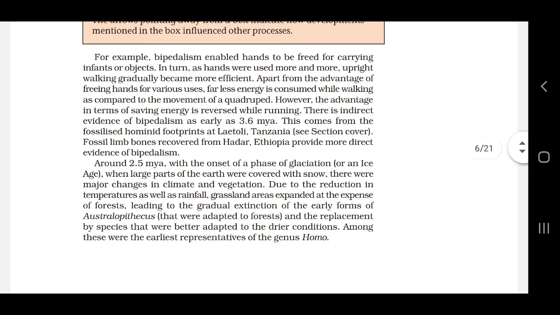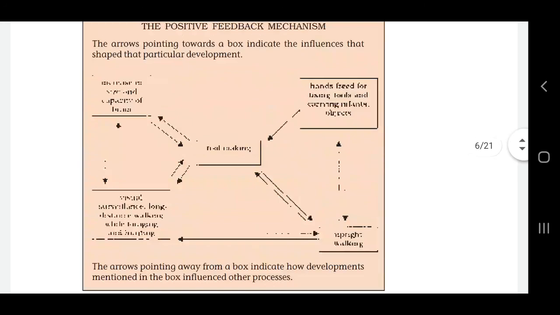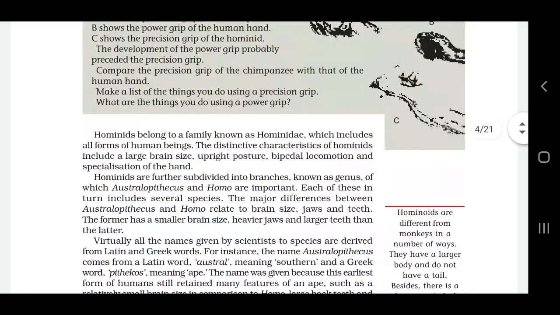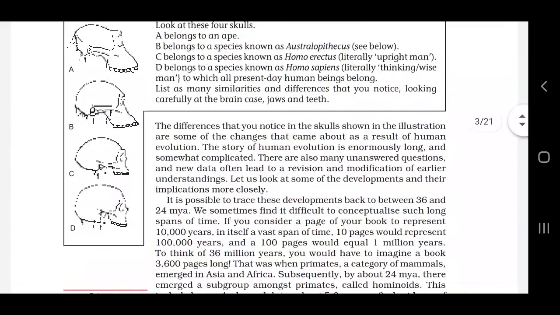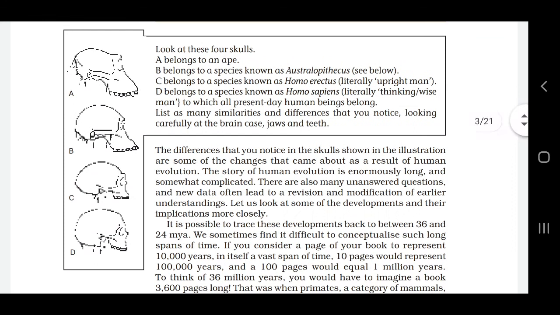So here at the beginning of this topic, you will see a picture, that is, a figure of skulls. A, B, C, D, four skulls are mentioned there. You can see the first one is the skull of an ape, the second one is Australopithecus, the third one is Homo erectus, the fourth one is Homo sapiens. So easily, by this skull figure, you can identify that there was a change in the brain, or in the skull structure.